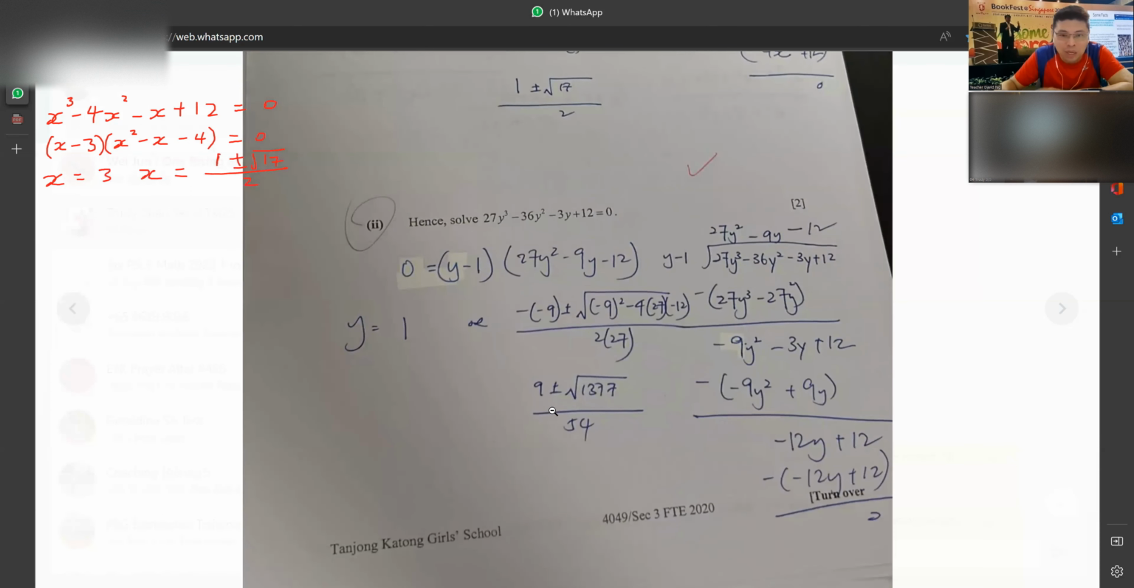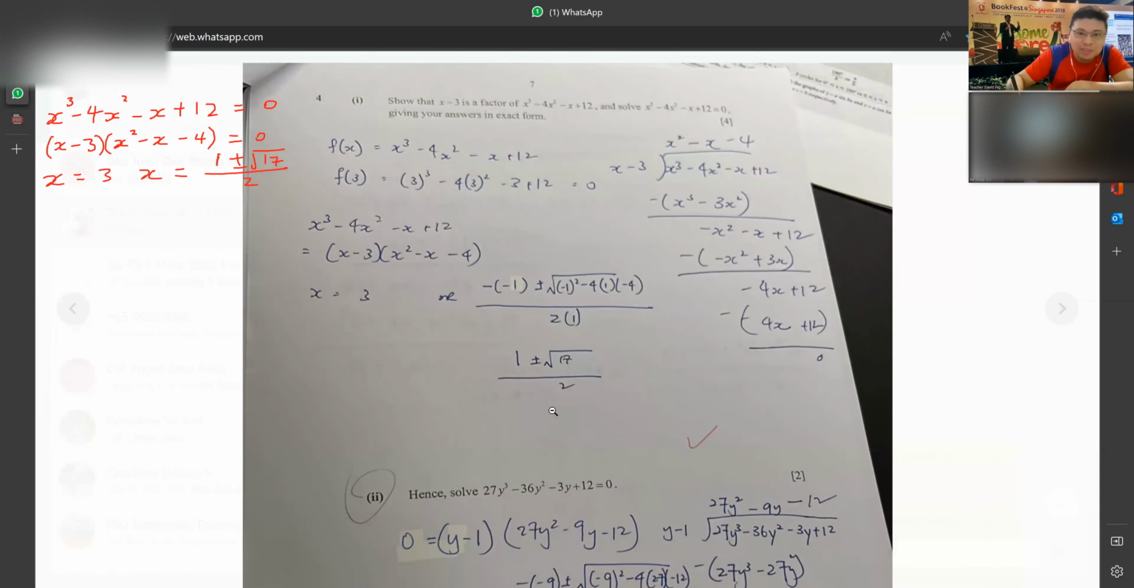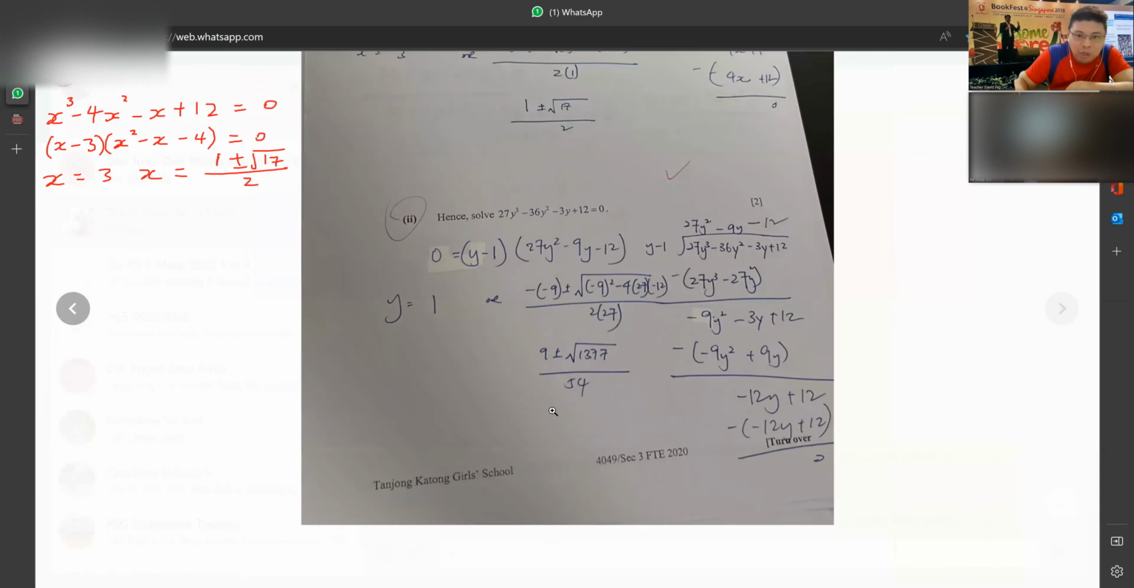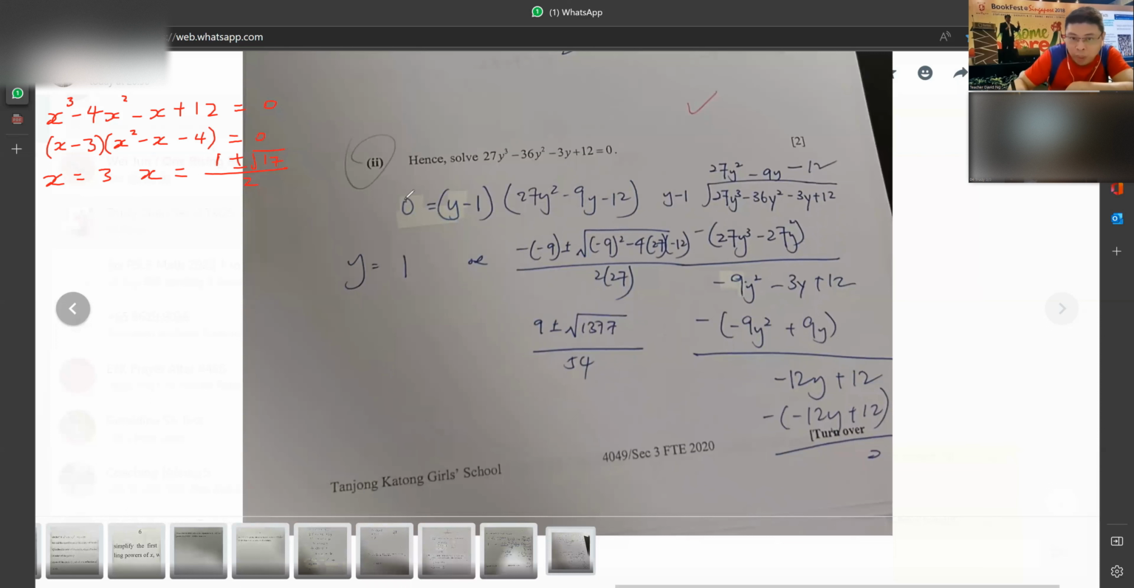Okay, so let's work on part 2 now. Because of the word hence, there's only one way to do the question. Unless it says hence or otherwise. But with hence, you have to use what you found in part 1 to do part 2. You must use your answer for part 1 to do part 2. If not, no marks is awarded.